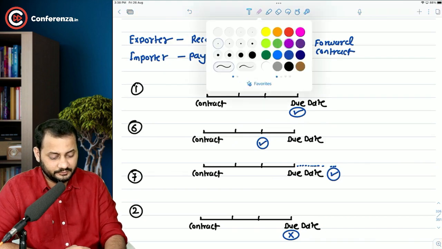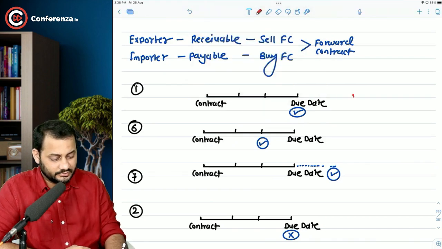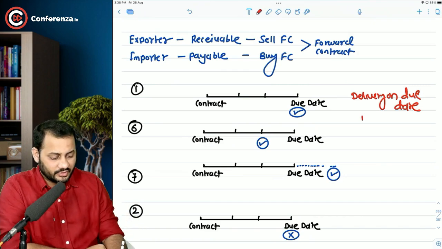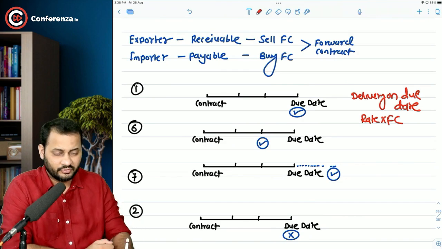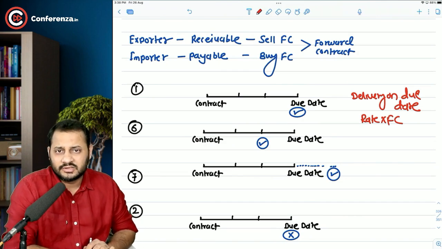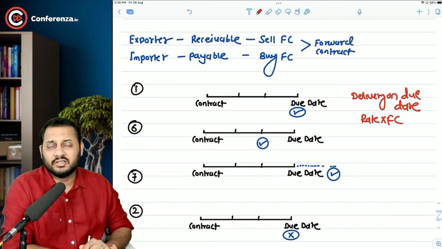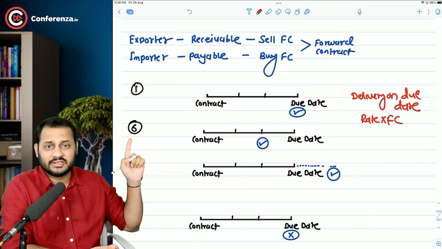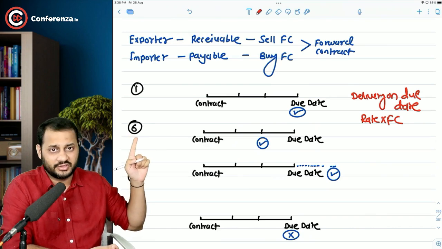Okay. This is delivery on due date, which is very simple. In that case, whatever the forward rate is applicable multiplied by the foreign currency or divided by the foreign currency as per the rates, that's the final answer. But what happens in the early delivery? This is one of the complicated situations. So we are not going to discuss it now. This is the 6th point of discussion.